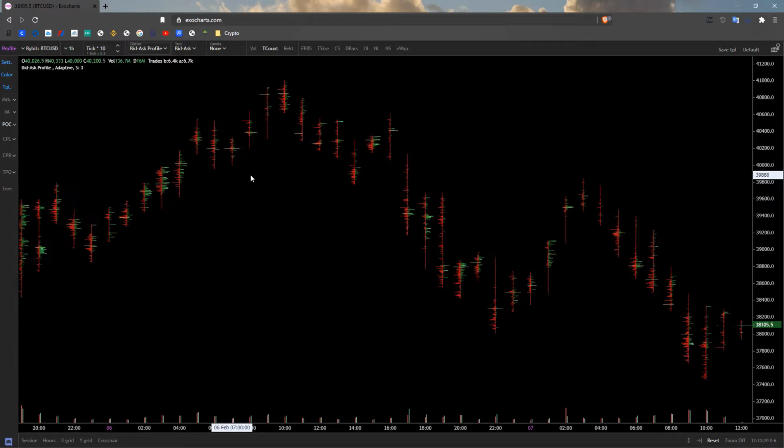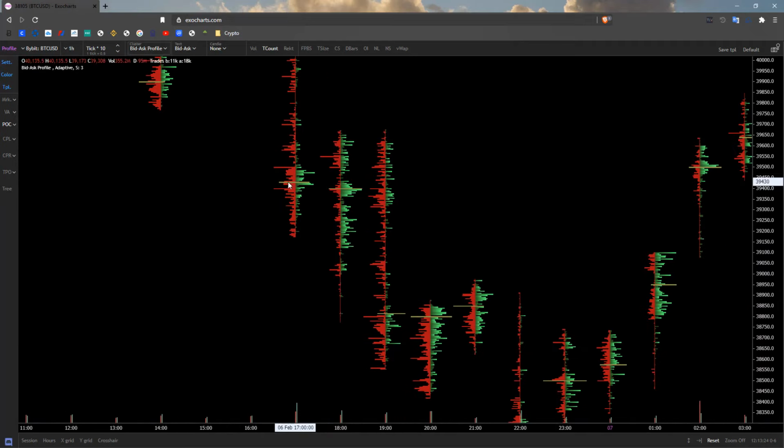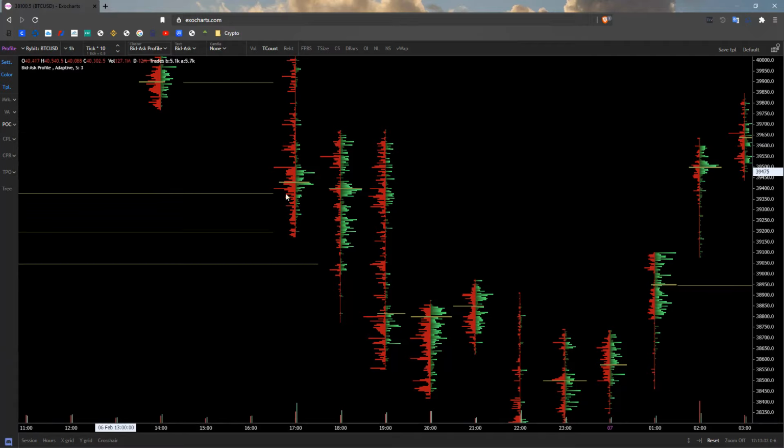Point of control. If you noticed, a bunch of places just went gold on the chart. That is the area where the most volume was done within that candle. And so you can highlight that for future reference. And you can also do naked points of control.